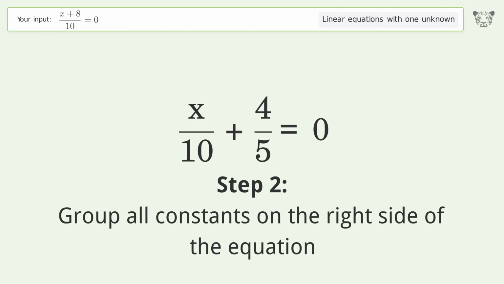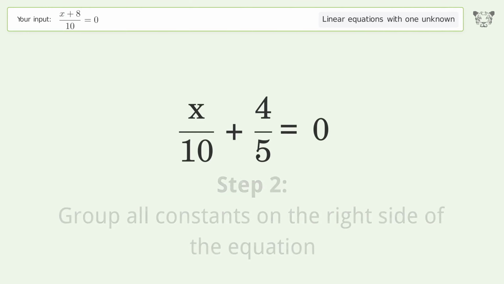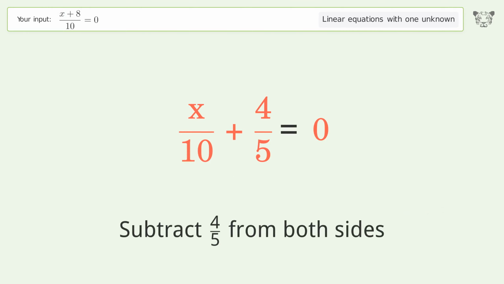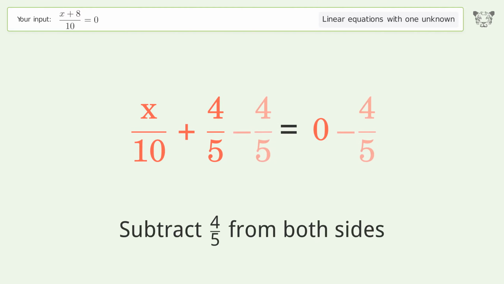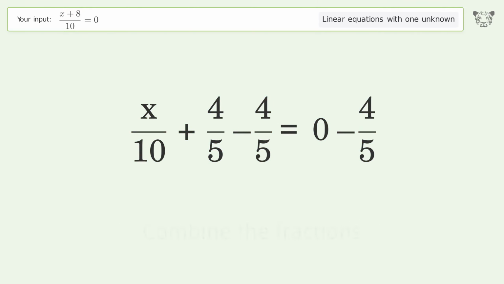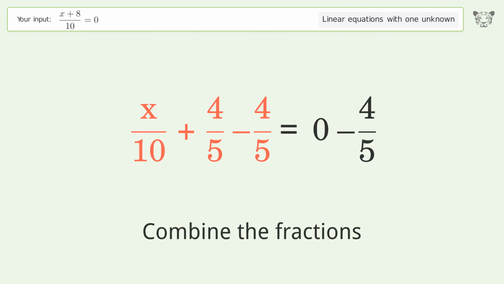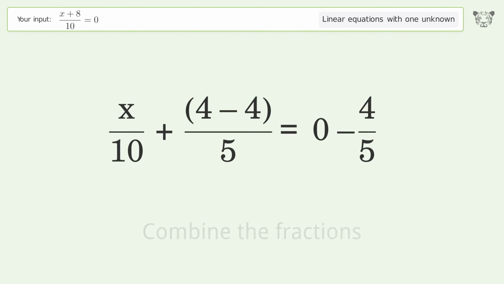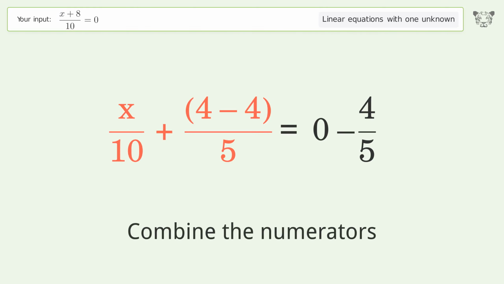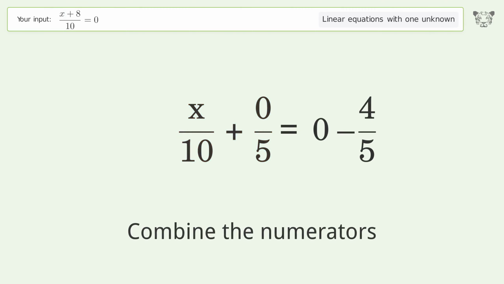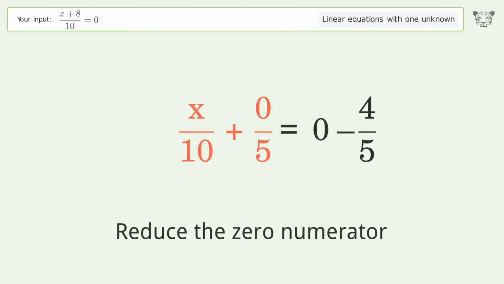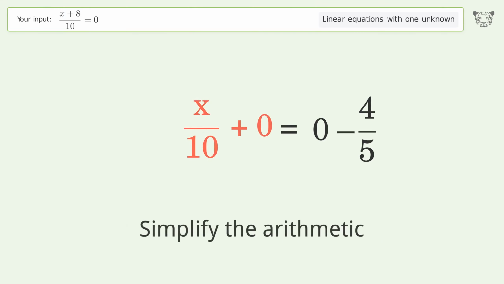Group all constants on the right side of the equation. Subtract 4/5 from both sides. Combine the fractions. Combine the numerators. Reduce the zero numerator. Simplify the arithmetic.